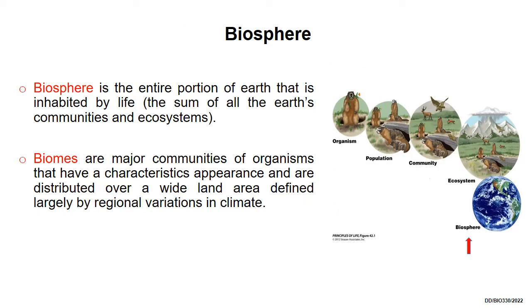The last one, biosphere. What is a biosphere? Biosphere we can define as the entire portion of the earth that is inhabited by life, or the sum of all the earth's communities and ecosystems. But never confuse it with another term, biomes. A biome is a major community of organisms that has a characteristic appearance and is distributed over a wide land area defined largely by regional variation in climate. Those are two different things, biosphere and biomes.